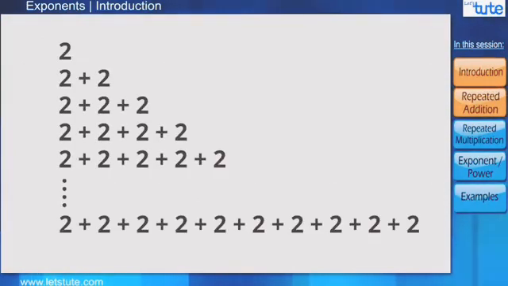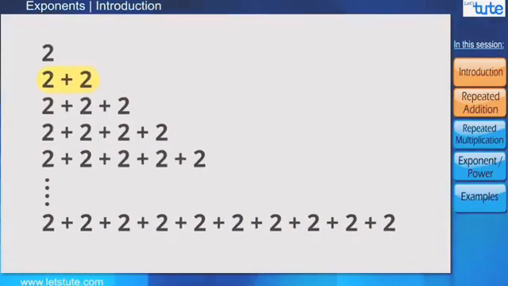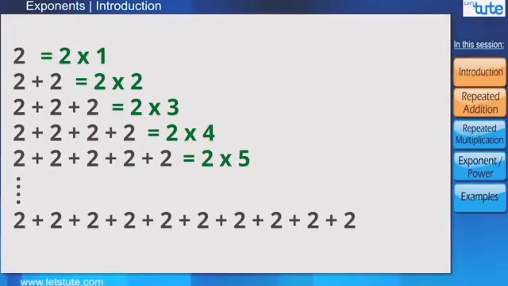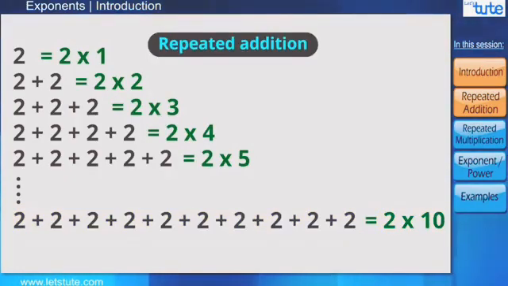Okay friends, let's have a look at these numbers. In first, there is a single digit 2, next 2 plus 2, next 2 plus 2 plus 2, and so on. So friends, for this what we can do? If we have 2 plus 2, then we multiply 2 by 2, that is 2 into 2. Similarly, if it is 2 plus 2 plus 2, then we can write it as 2 into 3 and so on. At the end you can see here, if we add 2 for 10 times, then we can write it as 2 into 10. This is known as repeated addition.